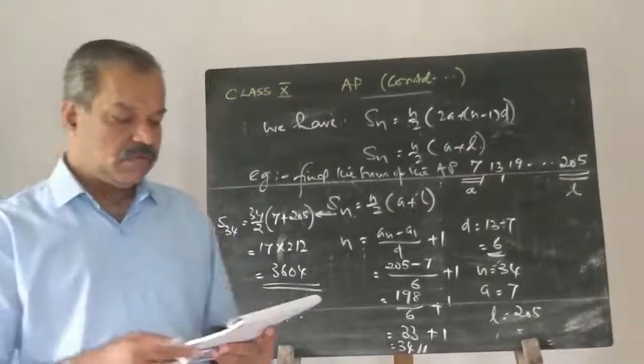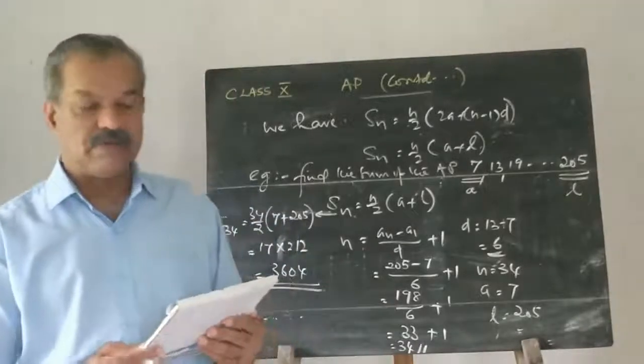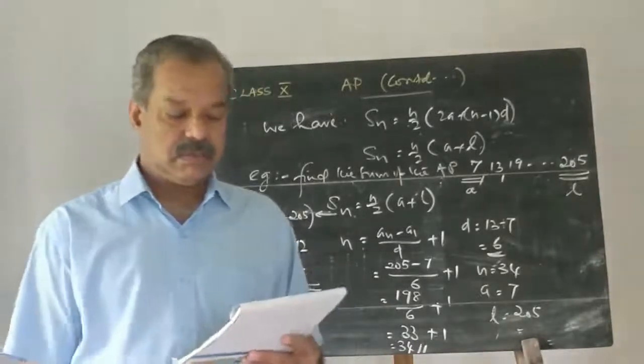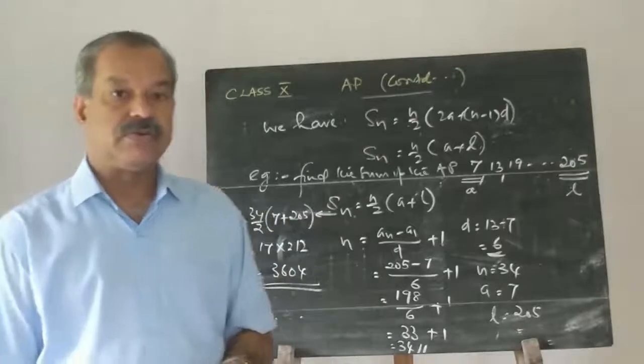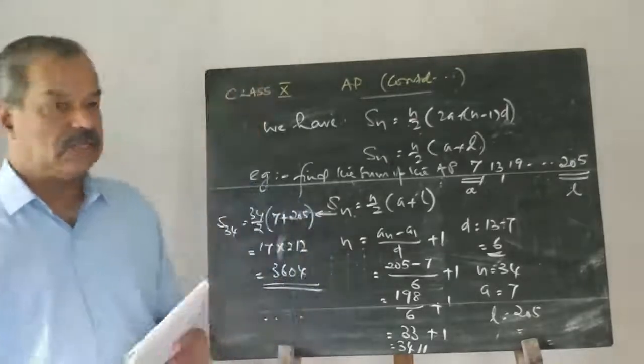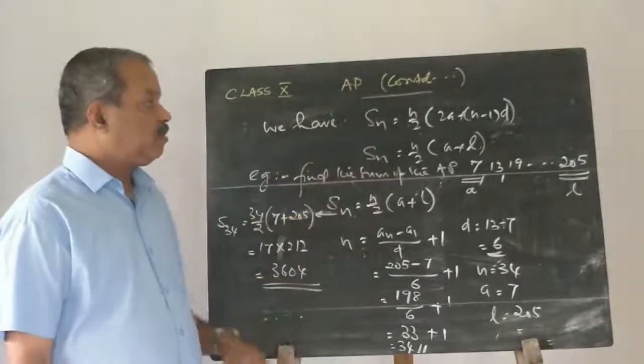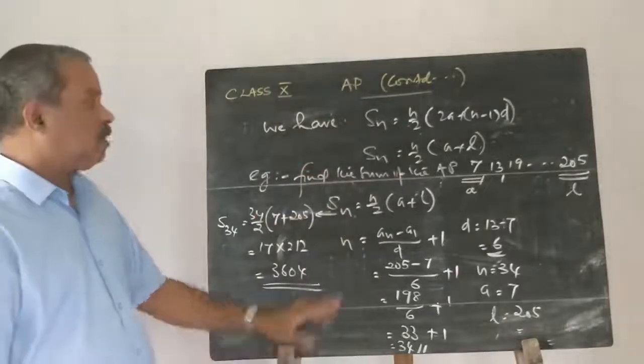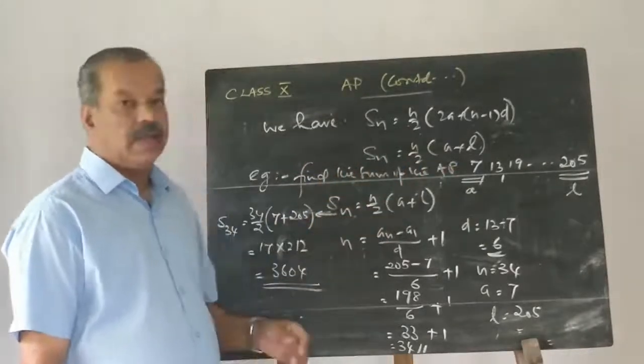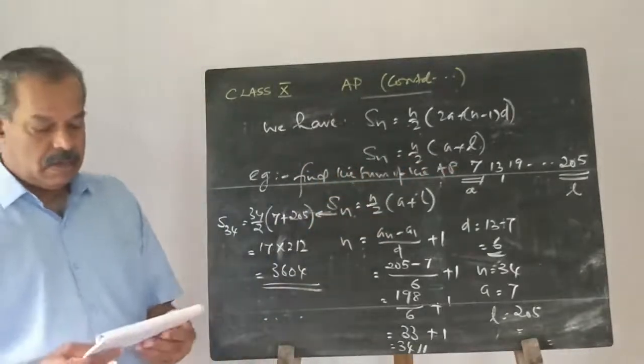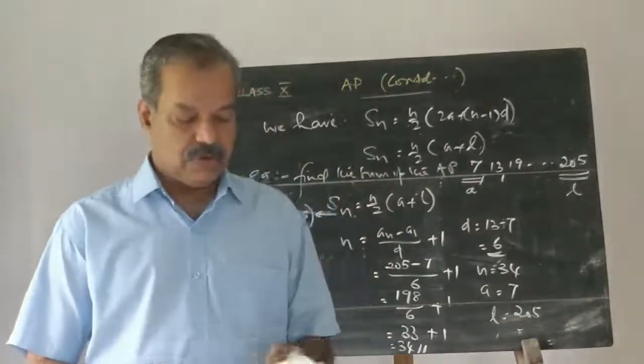So now we have seen how to calculate the sum of n consecutive terms of an AP using Sn equal to n by 2 into 2a plus n minus 1 into d, or Sn is equal to n by 2 into a plus l. Now you note this.